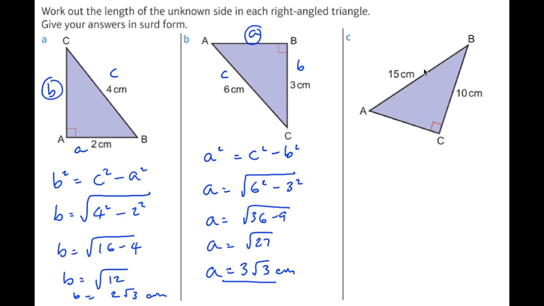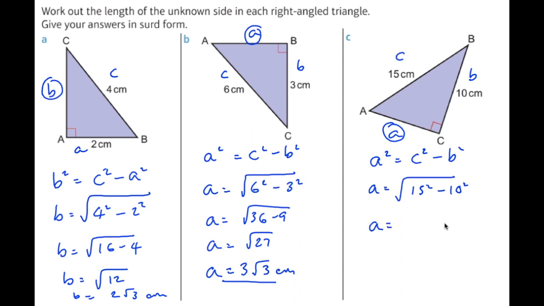And finally, question C. Again, find the right angle. Opposite the right angle is the hypotenuse, so that's C. Let's go for A and B. We are looking for A. So like before, a squared is equal to c squared minus b squared. A is equal to the square root of 15 squared minus 10 squared. A is equal to the square root of 125, which in surd form comes out as 5 root 5. Again, that is in centimetres.